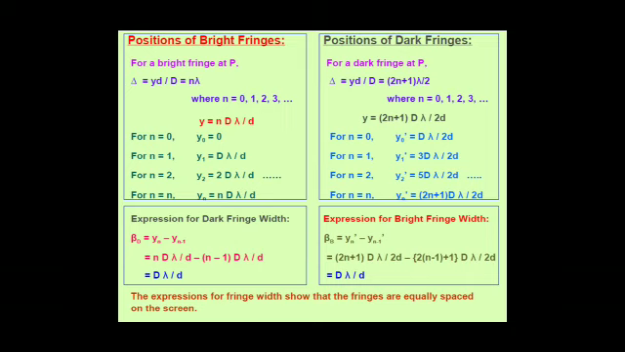Fringe width is the width of any fringe, and all of the fringes are of equal width in the interference pattern. We obtain it by subtracting the positions of any two maxima or minima, and it comes out to be capital D lambda by small d. This formula is very important for numericals.